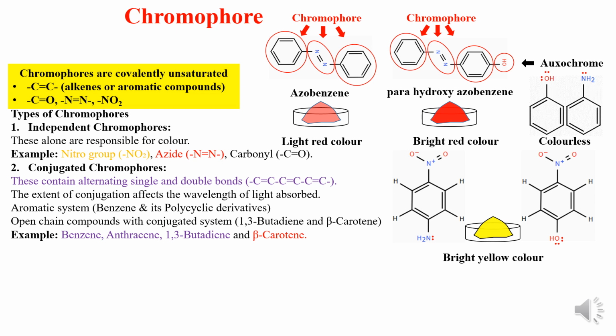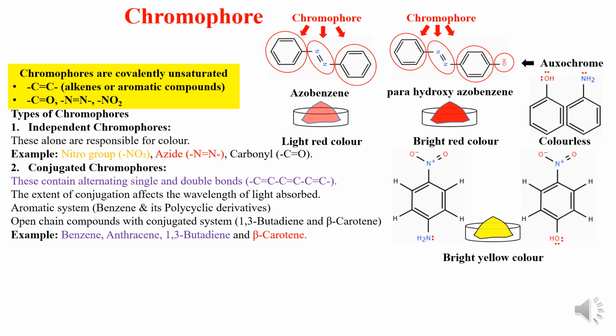Now in case of para-hydroxyazobenzene, the hydroxy group is present at the para position as an auxochrome, and an auxochrome does not have a characteristic absorption of its own, but it can modify the absorption of the chromophore. The presence of the hydroxy group leads to further extension of the chromophore, and that further intensifies the color of the compound. That is why para-hydroxyazobenzene is bright red in color, while azobenzene without the auxochrome is light red.